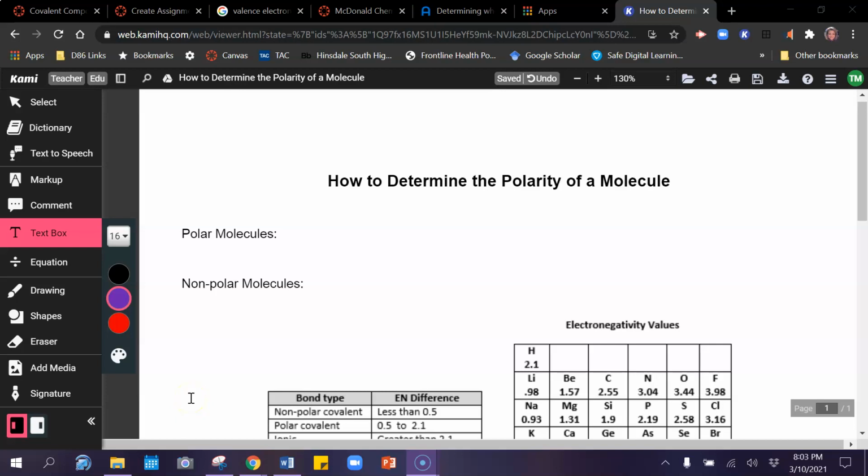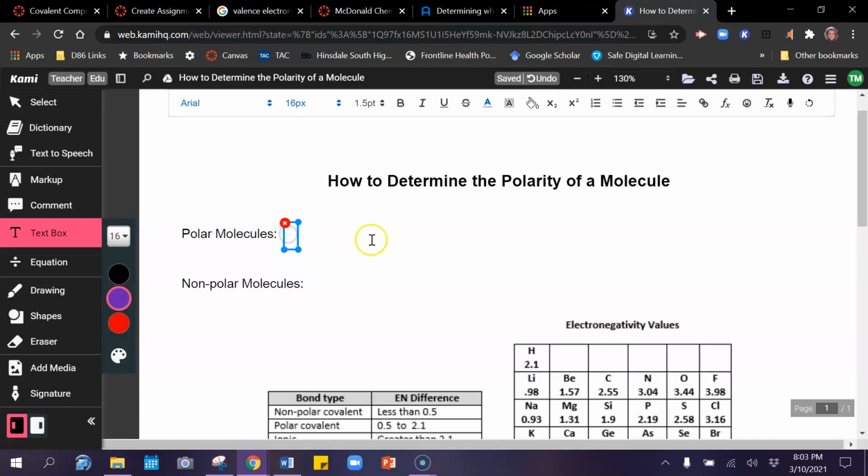Hello, chemistry students. Today we're going to determine the polarity of a molecule. But first, let's talk a little bit about the differences between polar molecules and nonpolar molecules. Polar molecules have a separation of positive and negative charges.